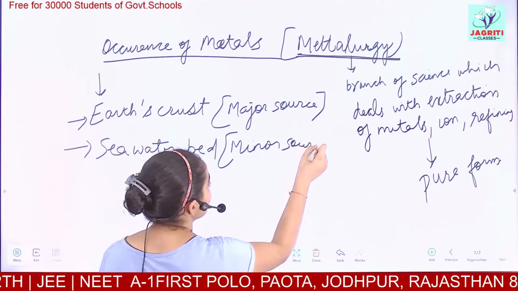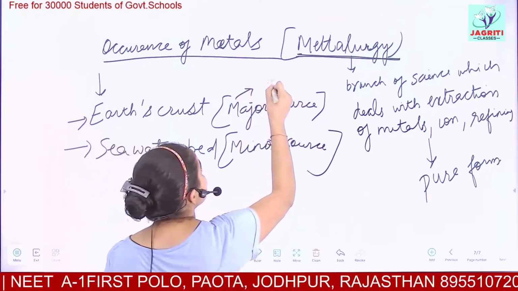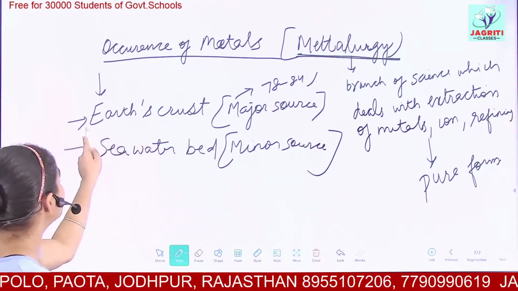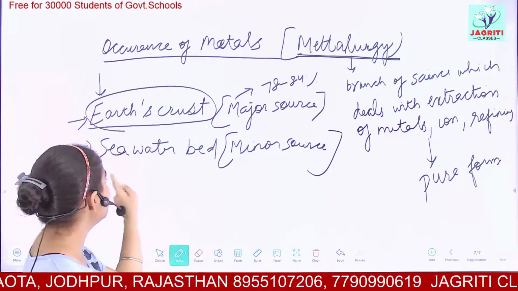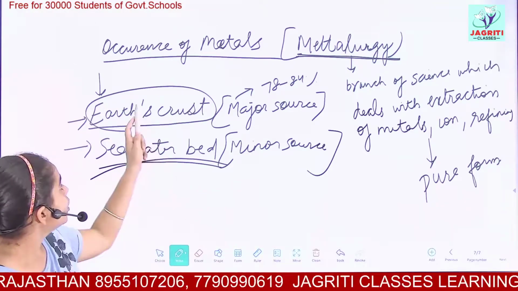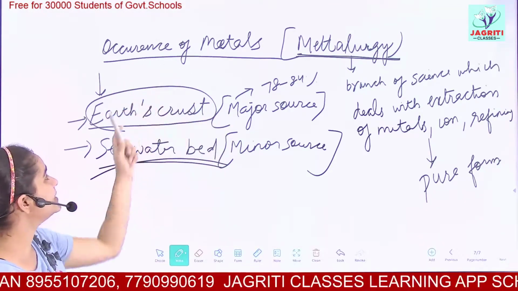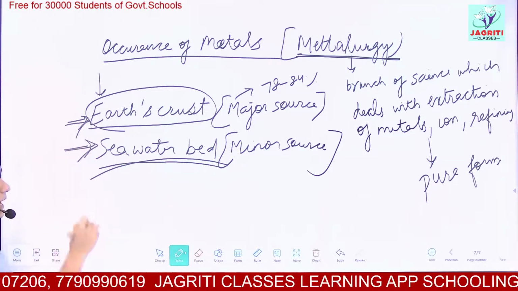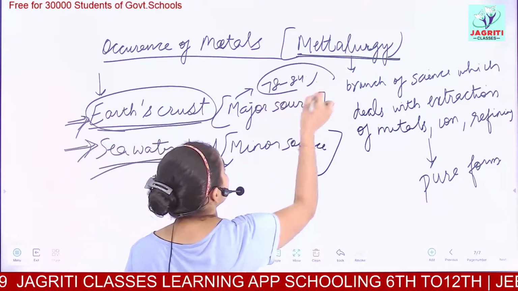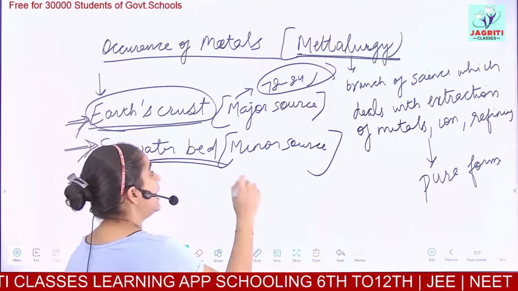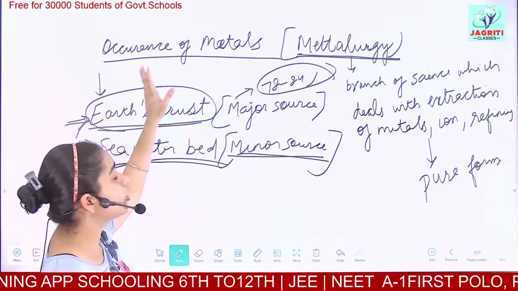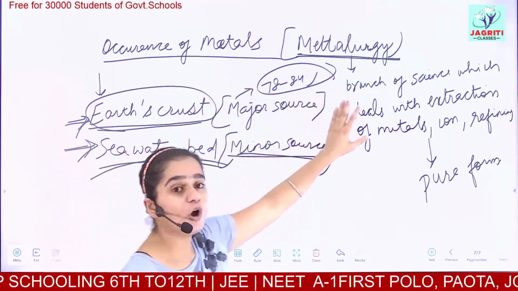It is estimated that about 78 to 84% of all the metals available are taken from the Earth's crust, and the remaining are taken from the seawater or the seawater bed. So metals can occur on the Earth's crust or inside the Earth's crust or inside the seawater bed. Earth's crust contains 78 to 84% of the total metals known, and the remaining are found in seawater. So seawater acts as a minor source.